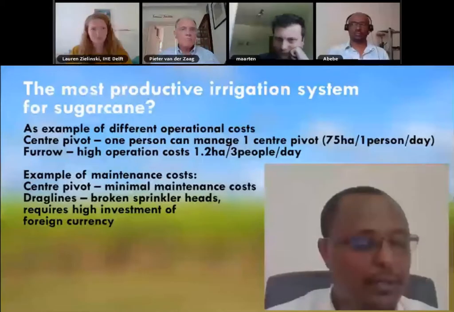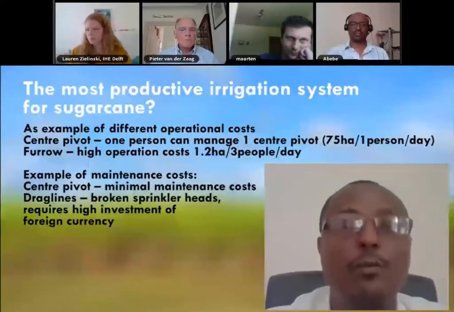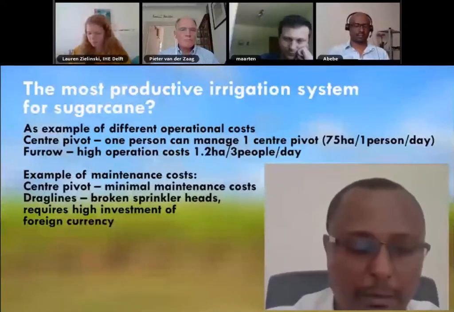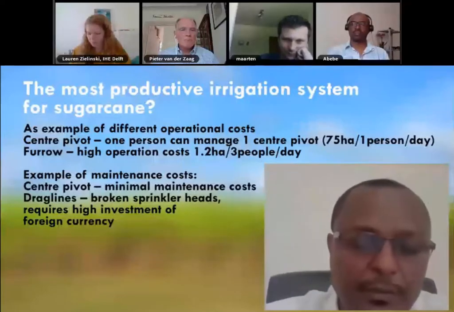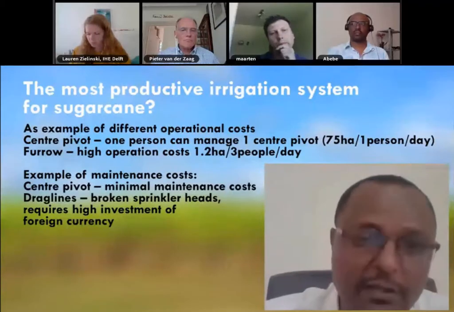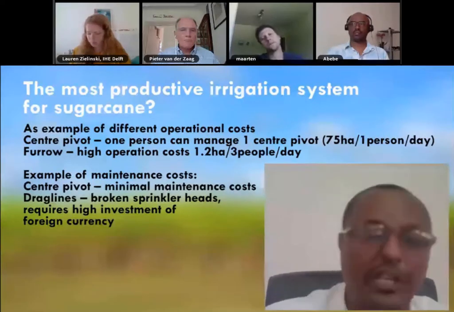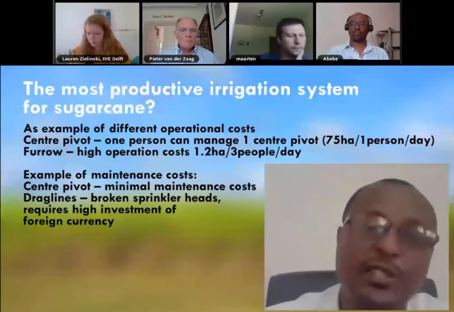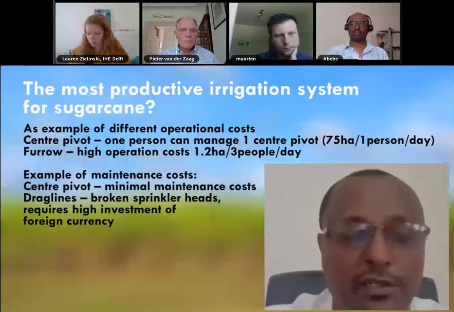In our opinion, the center pivot irrigation system is more productive than the others. Because the center pivot irrigation system is less affected by human factors, a uniform distribution of water is applied to the sugar cane. So this center pivot irrigation system is more productive than the other irrigation systems.